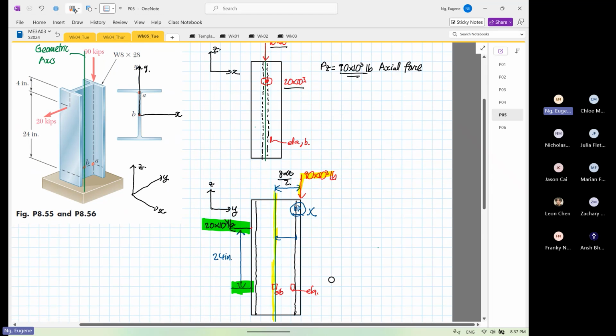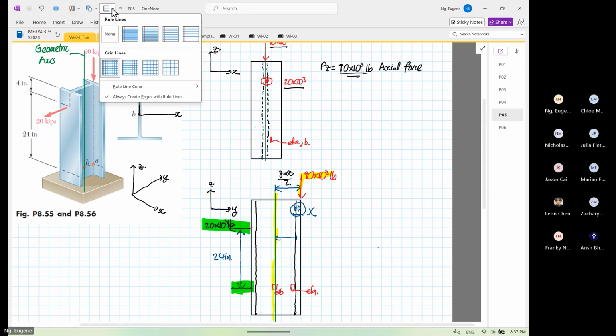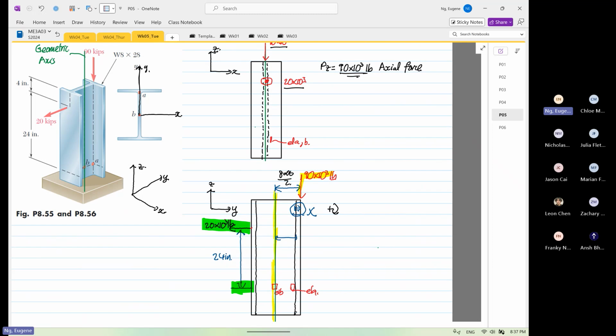So you can specify that positive is in this direction. We are going to calculate the rotation in X, so the moment about X is equal to, and we are saying clockwise is positive, 90 times 10 to the power 3 multiplied by 8.06 divided by 2.